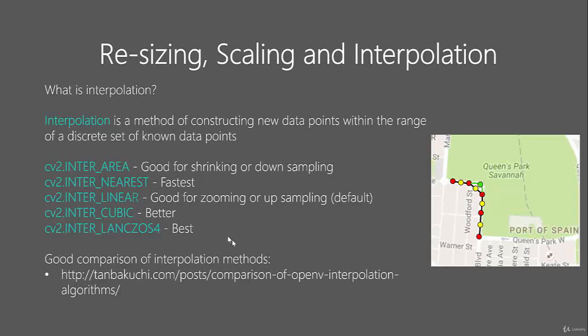So let's talk a bit about the types of interpolations here. There's inter-area, nearest, linear, cubic, and Lanczos 4, apparently. So these are all methods, and I won't go into details here. There's a very good comparison on this link here. But generally inter-area is good for shrinking or downsampling images. That's another form of interpolation as well. What this does is it merges the pixels within the area. That's why it's good for downsampling.